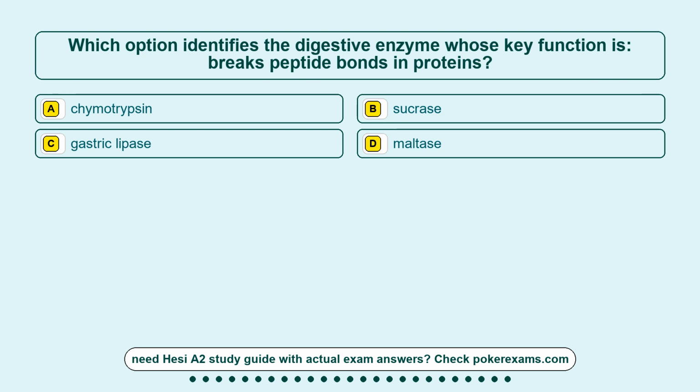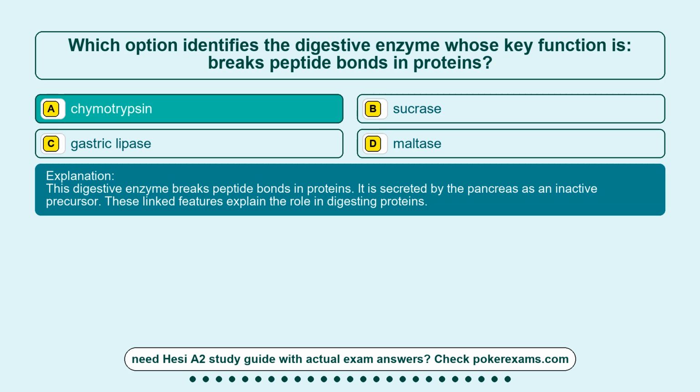Question 14. Which option identifies the digestive enzyme whose key function is, breaks peptide bonds in proteins? Option A, chymotrypsin. Option B, sucrase. Option C, gastric lipase. Option D, maltase. The correct answer is option A, chymotrypsin. This digestive enzyme breaks peptide bonds in proteins. It is secreted by the pancreas as an inactive precursor. These linked features explain the role in digesting proteins.